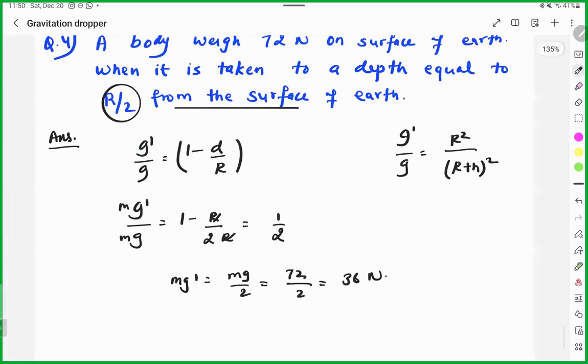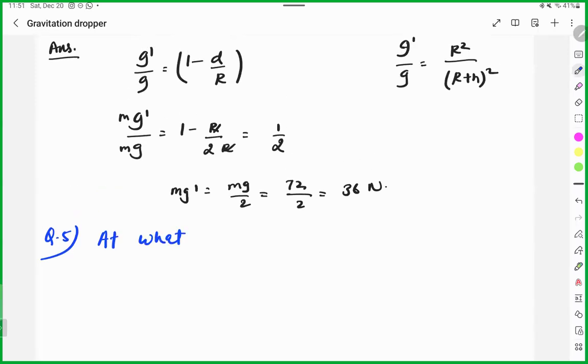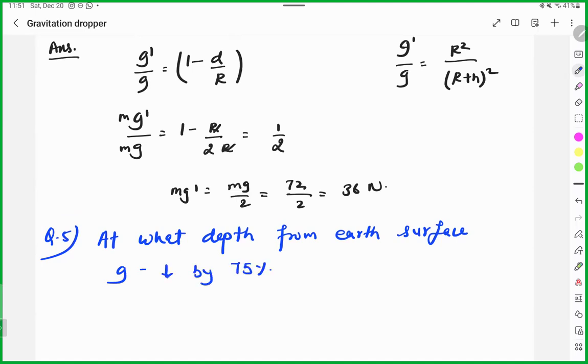Okay. Any doubt, guys? No, sir. At what depth from Earth's surface does the g value decrease by 75% of the original value at the surface?